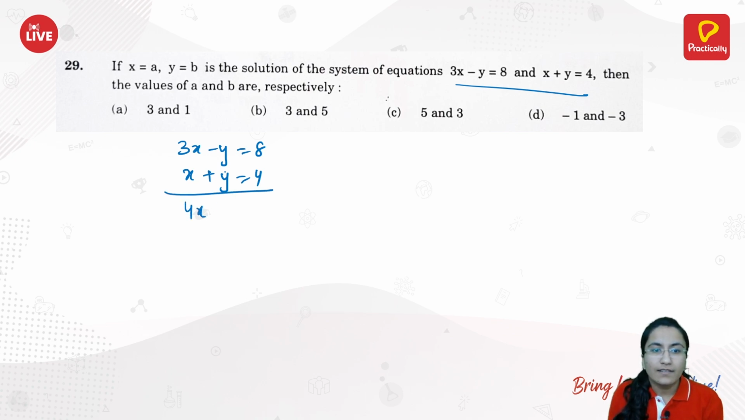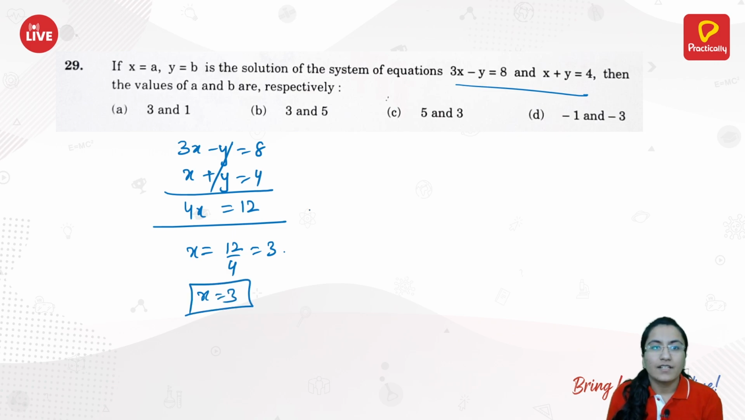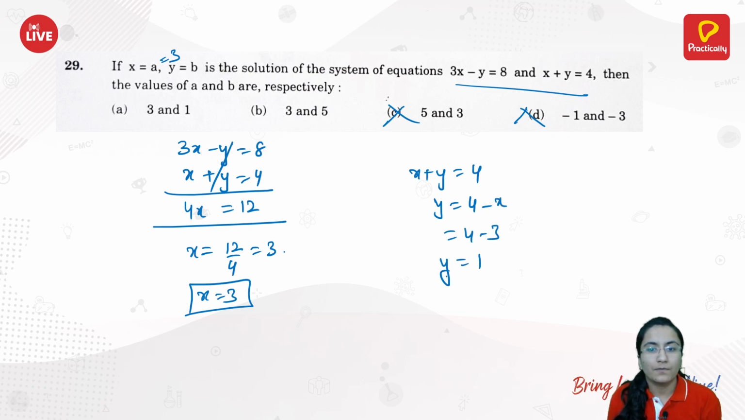So you would have 4x, y is cancelled, equals 8 plus 4, which is 12. You would get x as 12 by 4, which is 3. So x is equal to 3. Right, so now x is equal to 3, that means a is equal to 3. So options C and D are already rejected. Let's check for y. You have x plus y equals 4, so y equals 4 minus x, right? 4 minus 3, which is 1. So y is equal to 1. So that means 3 and 1 are the correct answer.